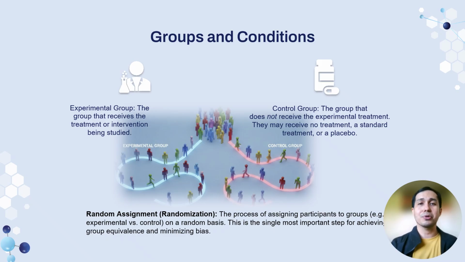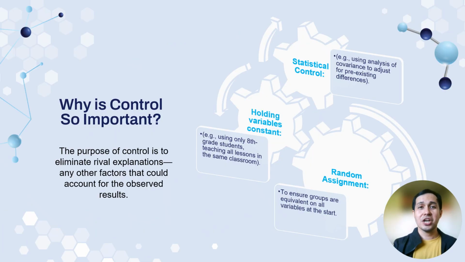The single most important procedure in an experiment is random assignment, or randomization. This means placing participants into groups purely by chance. This is our best weapon for creating equivalent groups, as it spreads out any pre-existing differences equally across groups, minimizing selection biases. The entire purpose of all this structure is to achieve control.